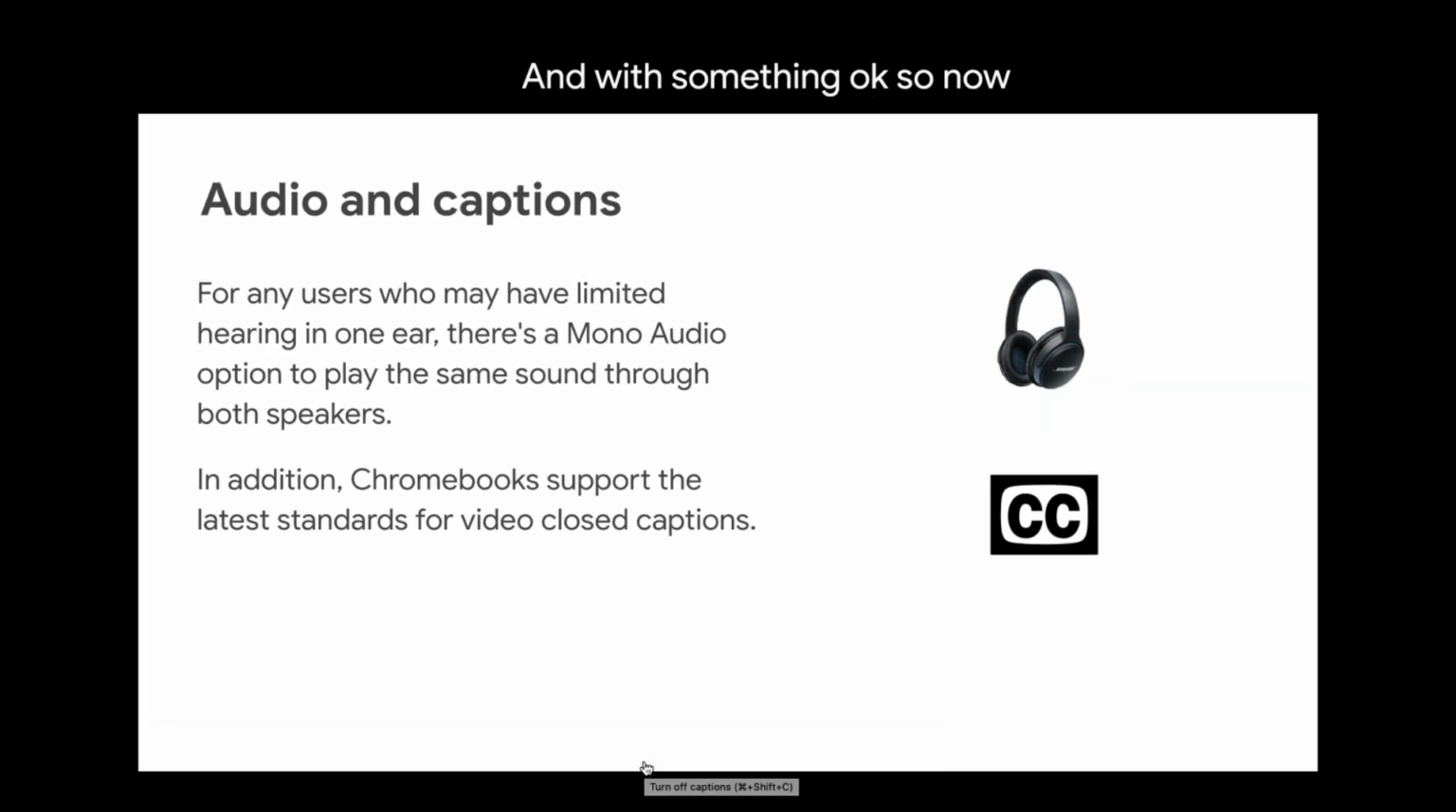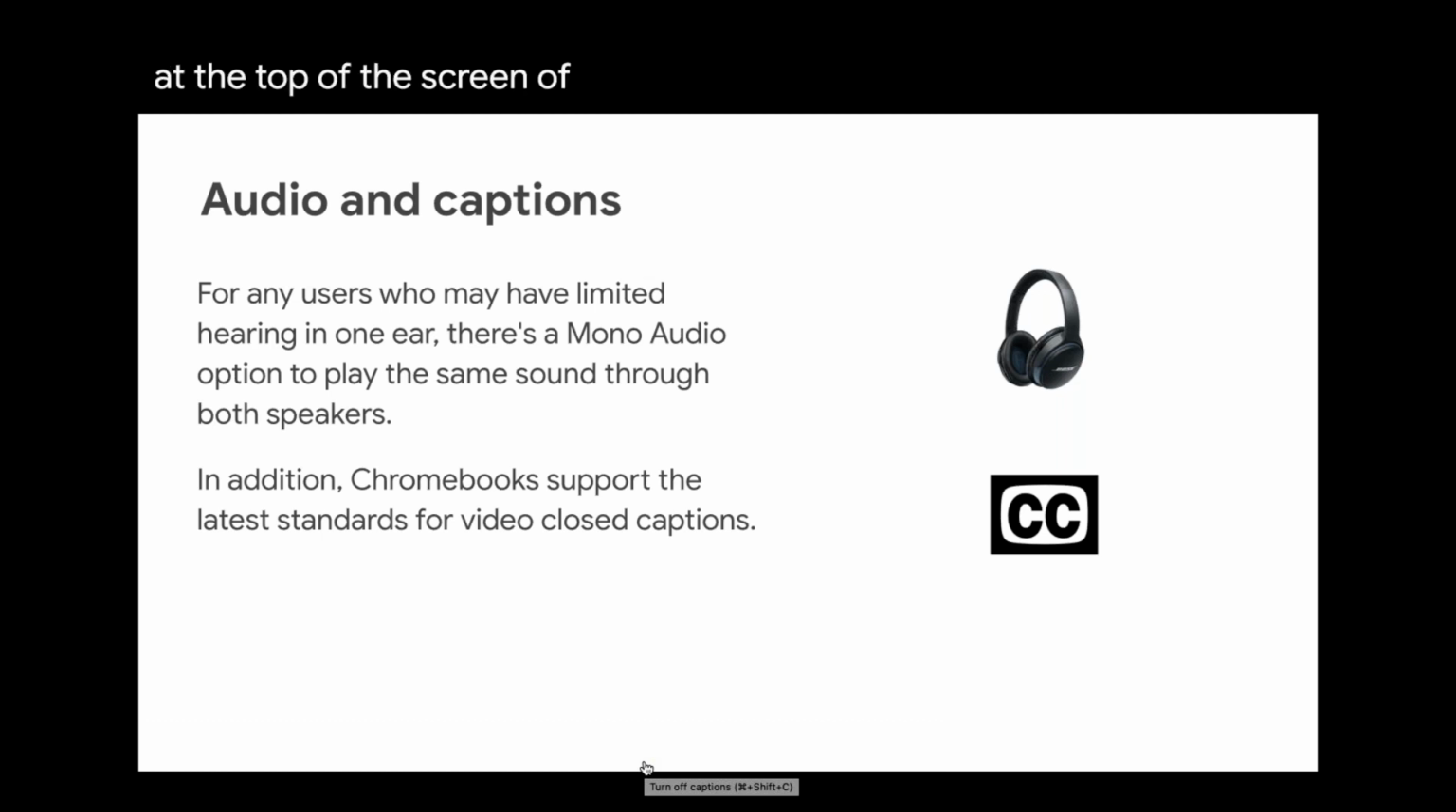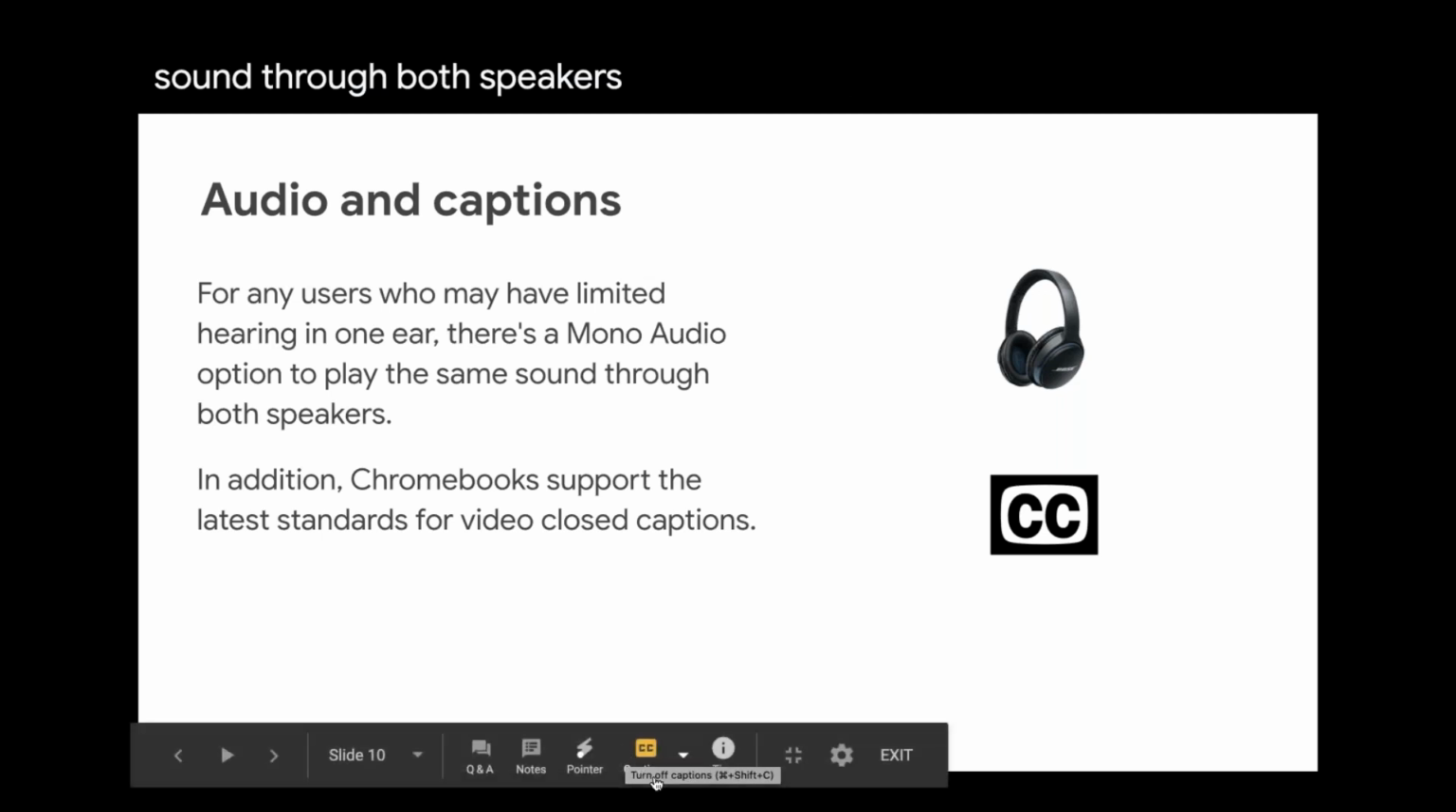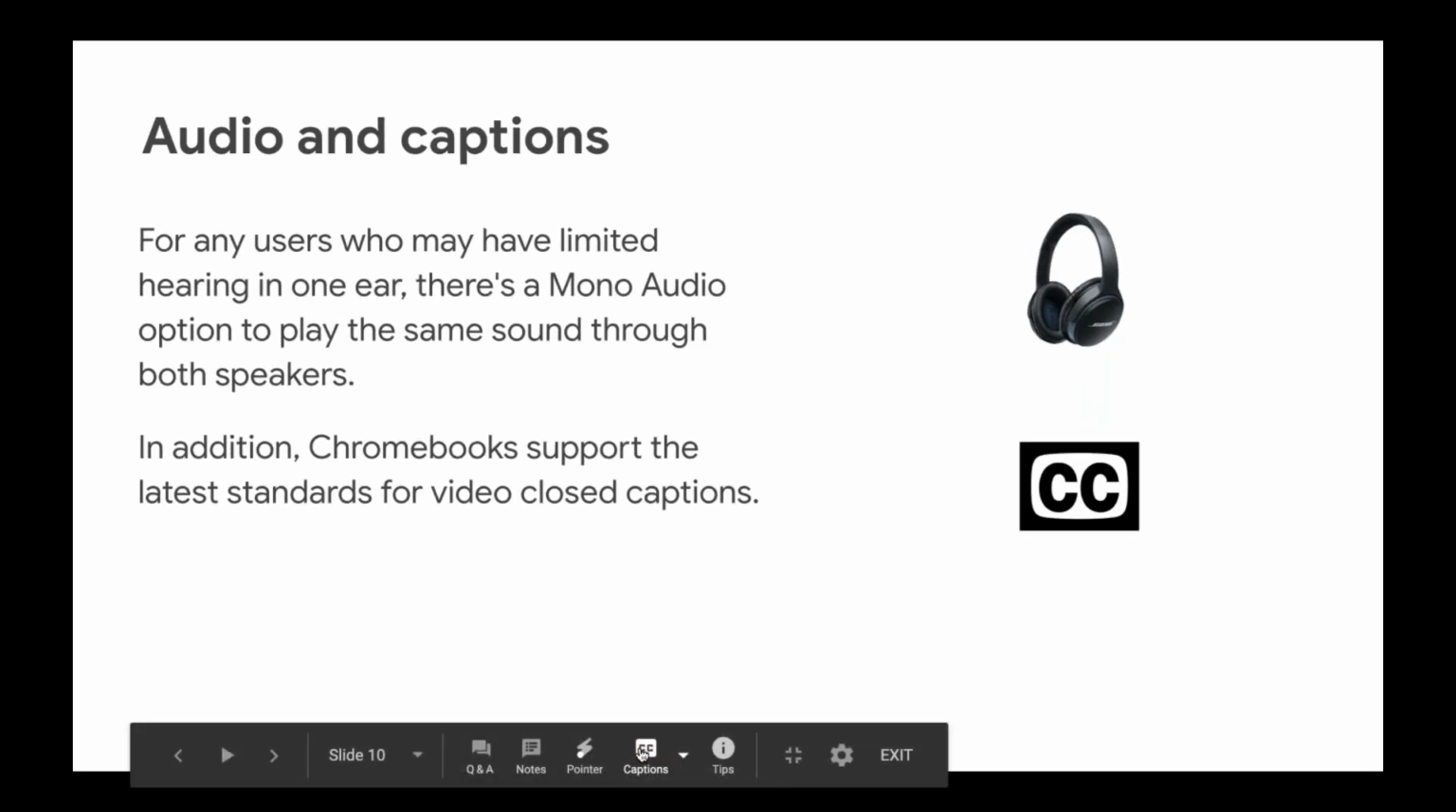Okay, so now when I'm speaking to you, what you should see at the top of the screen are the words that I'm speaking being displayed on the screen at the same time. For any users who may have limited hearing in one ear, there's a mono audio option to play the same sound through both speakers. Isn't that fantastic? I'll switch that back off again.